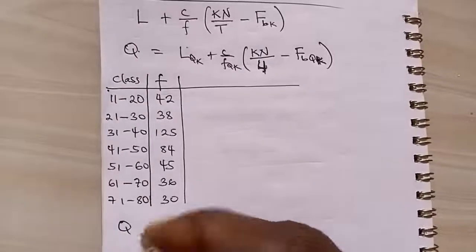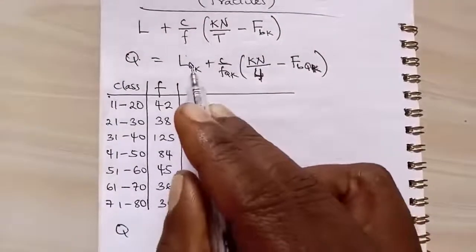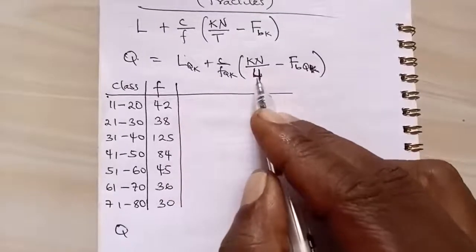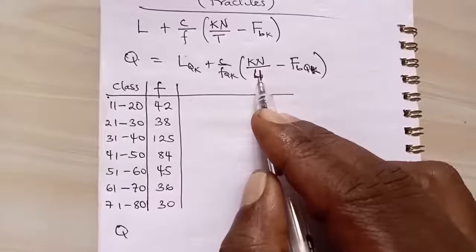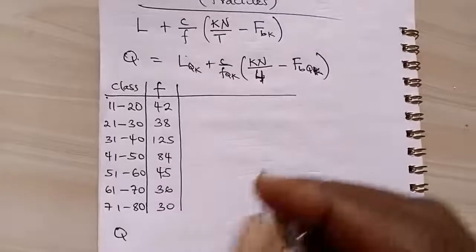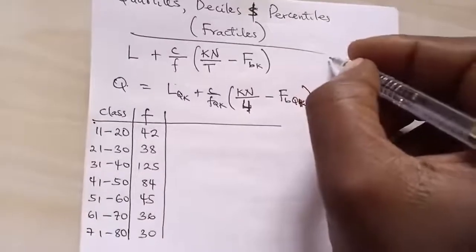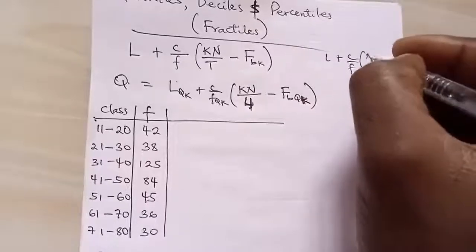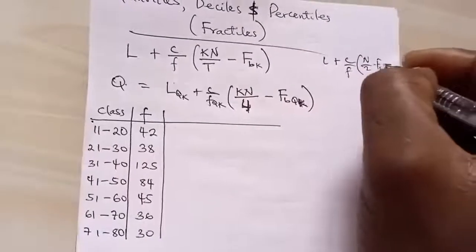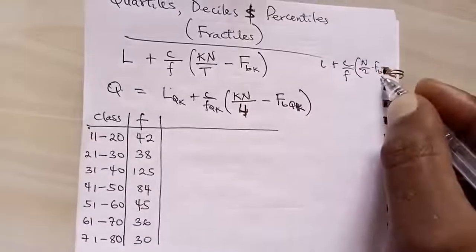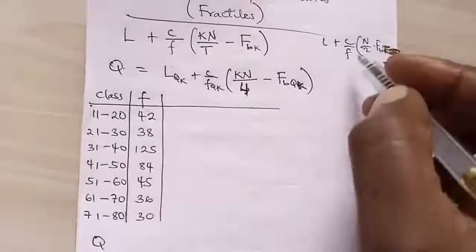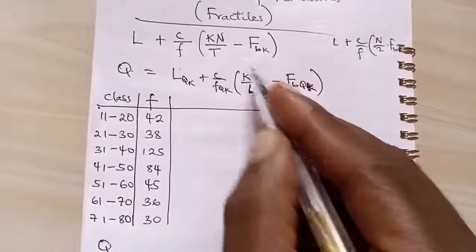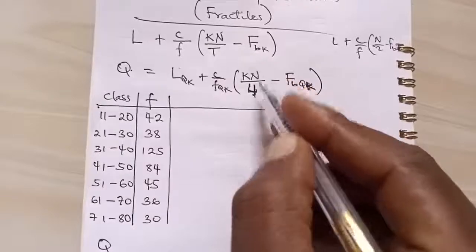For the first quartile, K is 1, so it is N over 4. But for the median, it will be something like L plus C over F into N over 2 minus FB. So that will be the median. The second quartile means you have 2 over 4, so 2 divides itself, giving 1 over 2. So N over 2.